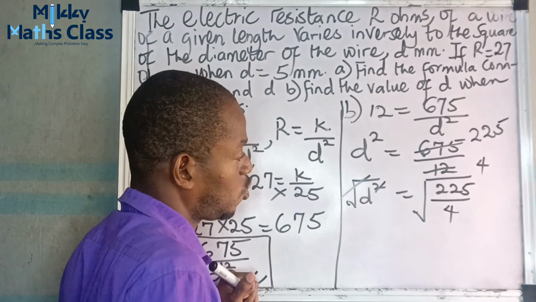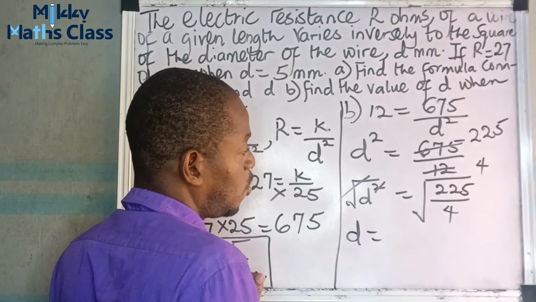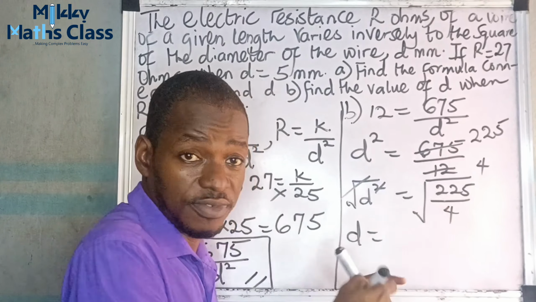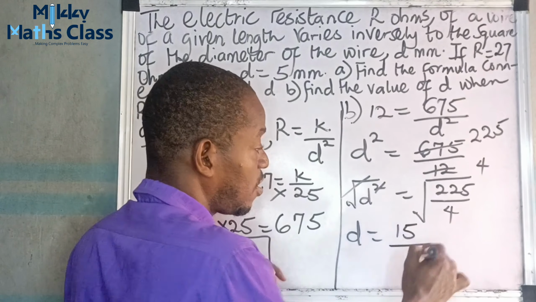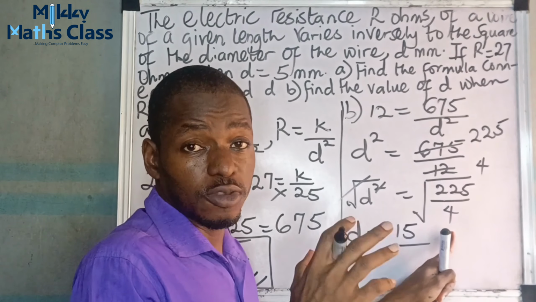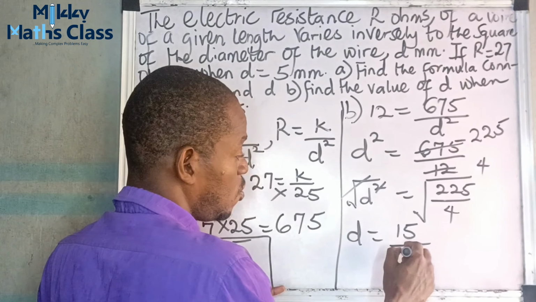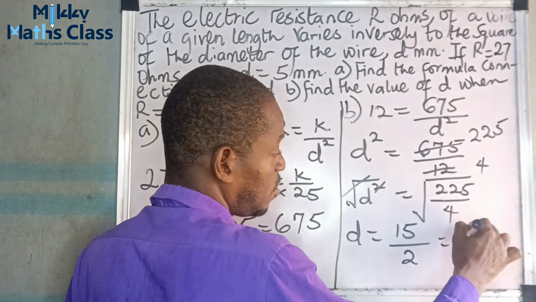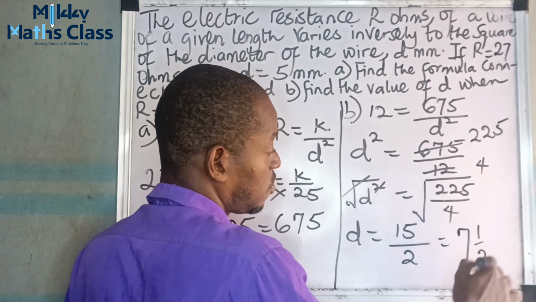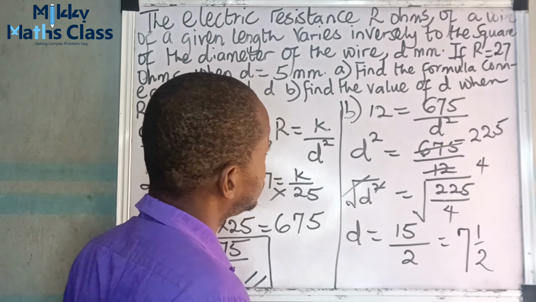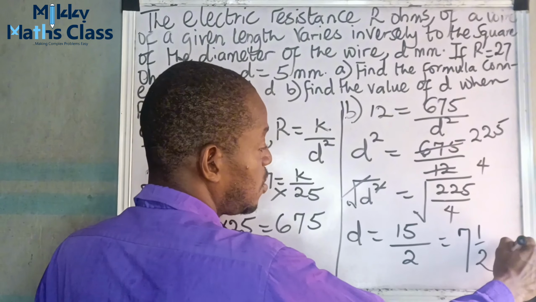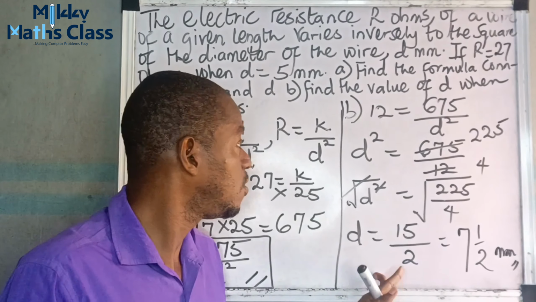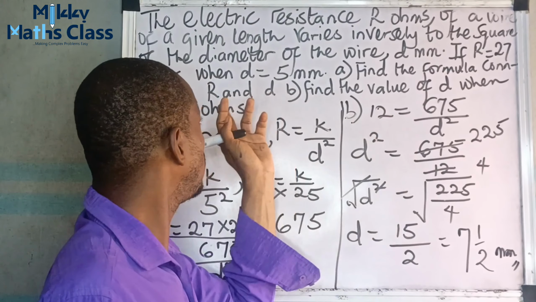This square will cancel this square root. So our D will be equal to the square root of 225. What number will I multiply 2 times to give me 225? That's 15. 15 over the square root of 4. What number will I multiply 2 times that will give me 4? That's 2. So our D is equal to, you can break this down, this is 7.5, or 7.5 if you have to put it in decimal, millimeters. So that's the value of our D when our R is 12 ohms.